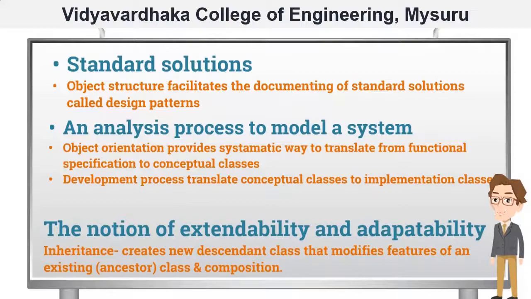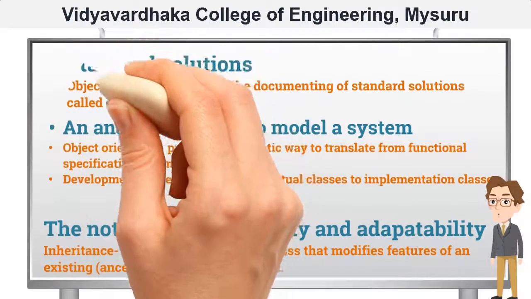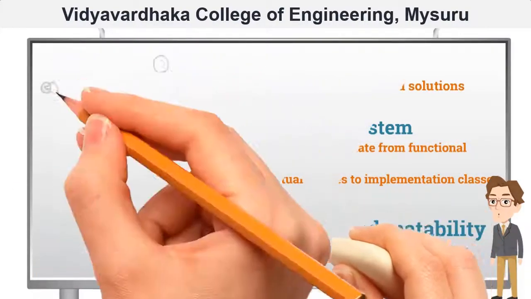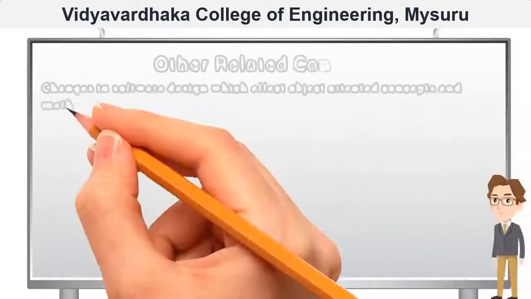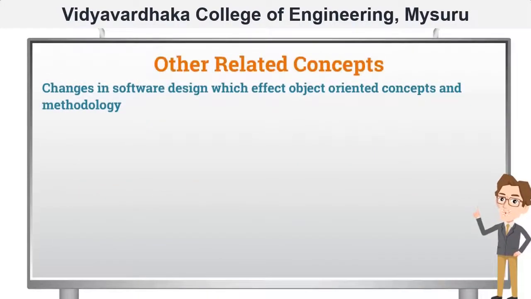The notion of extendability and adaptability. Inheritance creates a new descendant class that modifies features of an existing class, that is the ancestor, and composition. Other related concepts: changes in software design which affect the object-oriented concepts and methodology are discussed further.